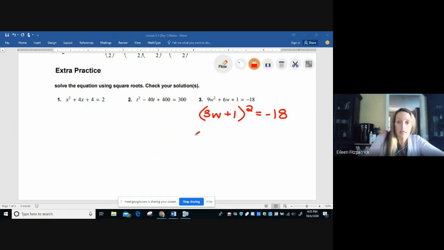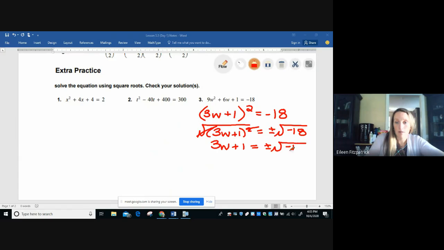All right, so now, just like the last few problems, I have to take the square root of both sides. So don't forget the plus minus the square root of negative 18. The square root and the square cancel, so you're left with 3w plus 1 is equal to plus minus the square root of negative 18. Again, it's up to you if you want to move the 1 over, then divide by 3, and then simplify. I'm going to simplify the square root first. So the left-hand side stays the same for now.